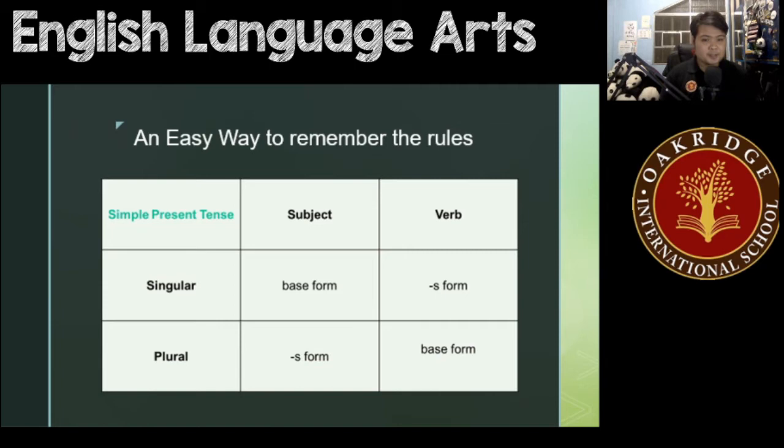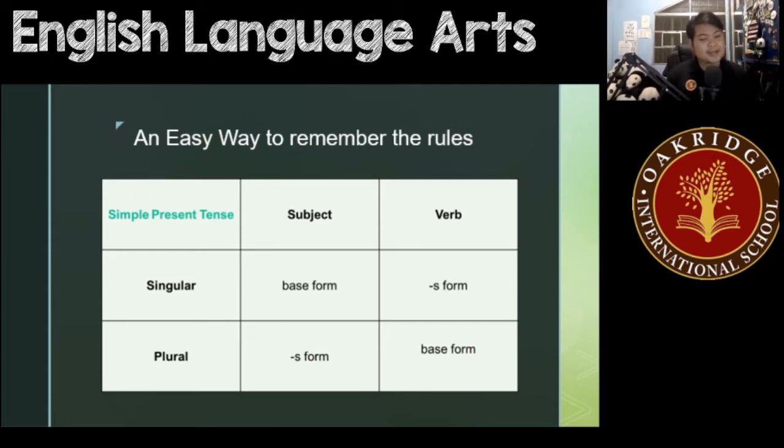This is how the chart works. If your subject is singular, guys, it would be in the base form. Now the base form is its basic form. You don't touch it, don't add anything, don't subtract anything. It's its basic form. Okay, so if the subject is singular, it's in base form. Now if the subject is singular, the verb has to be in singular too. And for that, guys, the verb has to follow the S form.